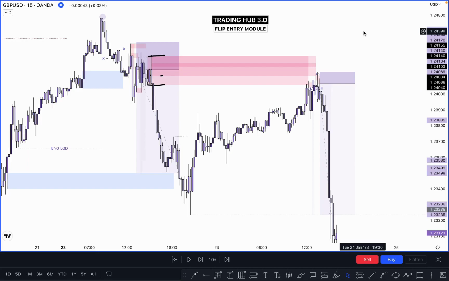So first of all, identify the structure. Various structure, wait for the inducement to be taken out, wait for a tap on your order block, wait for the previous major high or low to be taken out. If market takes out the previous major high or low, swing high or low, then you have to switch to a lower time frame. Flip entry model, you know, demand converts into supply, supply converts into demand.